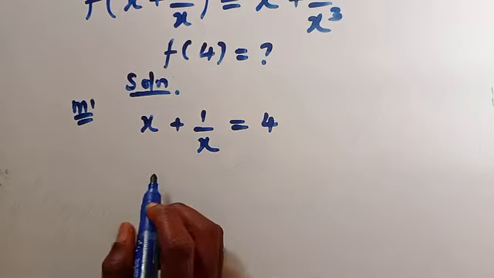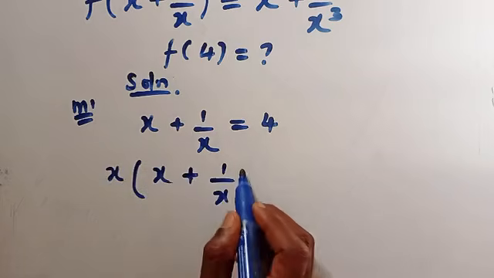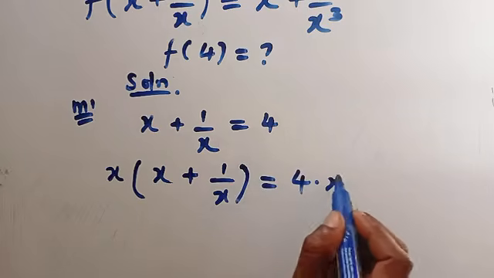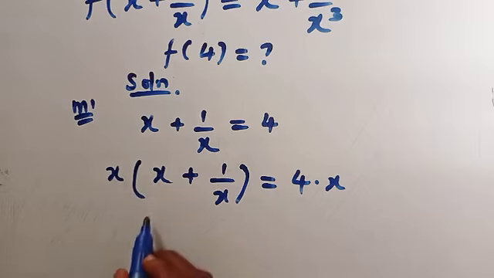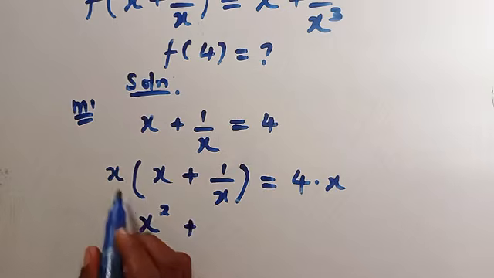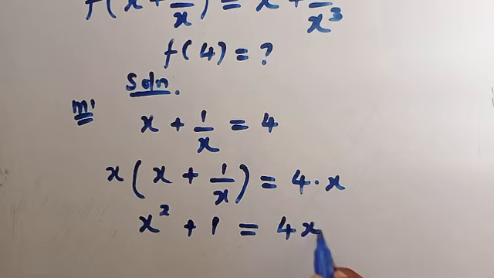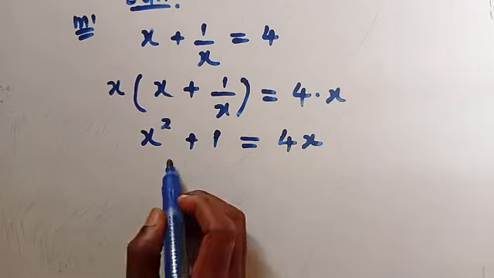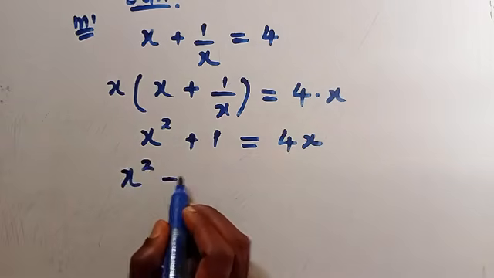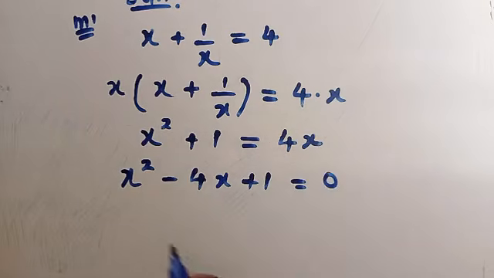By multiplying through by x, we have x bracket x plus 1 divided by x equals 4 multiplied by x. Opening this parenthesis, x multiplied by x is x squared, plus x multiplied by 1 over x, that is 1, equals 4 multiplied by x, that gives us 4x. In the next step, we transfer this 4x to this side, and we have x squared minus 4x plus 1 equals 0. Then we look for the value of x in this quadratic equation.